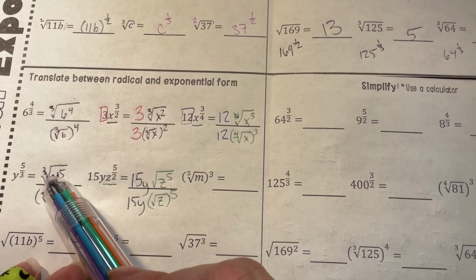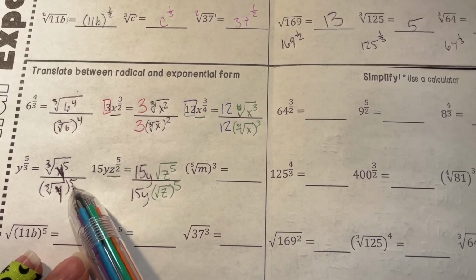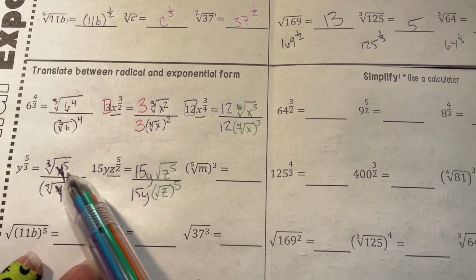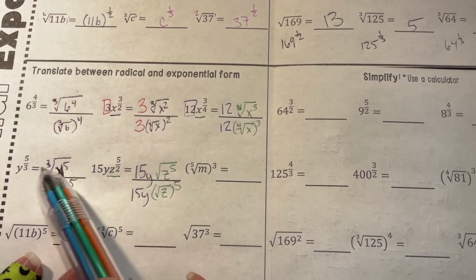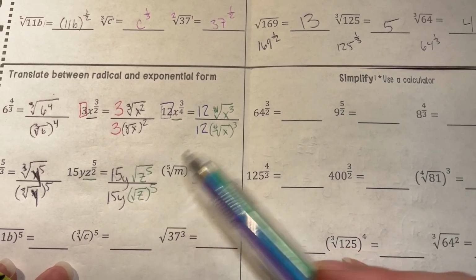All right, so we have y to the 5/3 power. So we can rewrite it as the cube root of y to the 5th, or we could write it with the cube root on the inside with parentheses and that 5th power on the outside. Both of these are good answers. All three of these mean the same thing. And then we got this last one here as well.